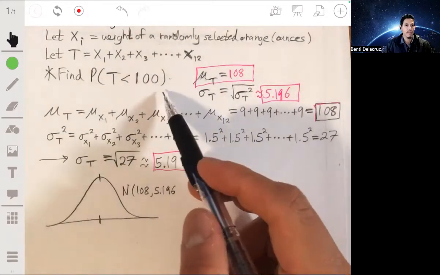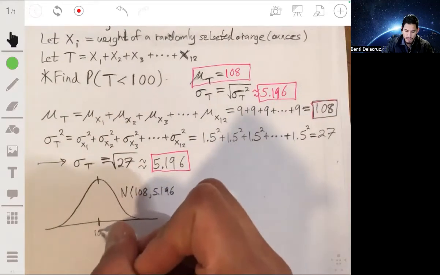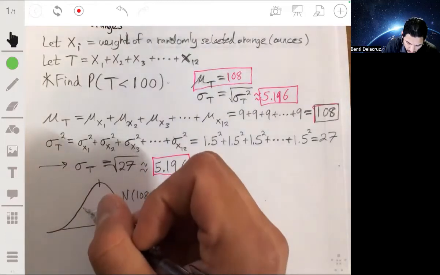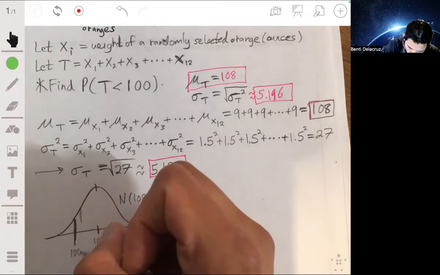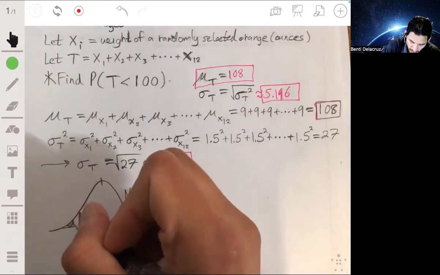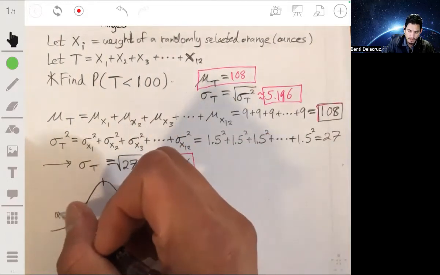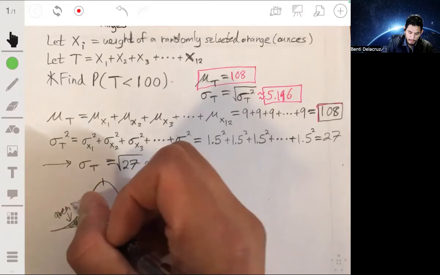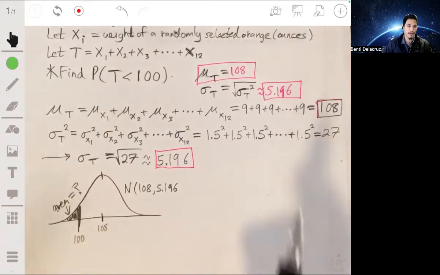We want to find the probability that t is less than 100. So if 108 is in the middle here, 100 will be somewhat to the left. Actually, pretty far to the left, relatively speaking. So we want to find the area to the left of 100. So we want to find this essentially. That's our goal. That area will correspond to the probability that t is less than 100.